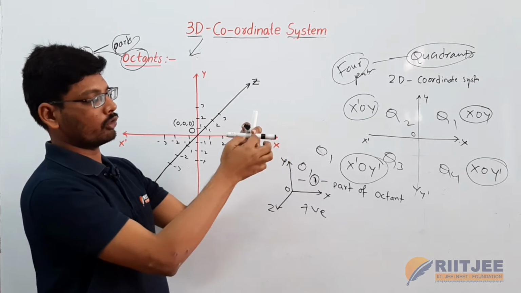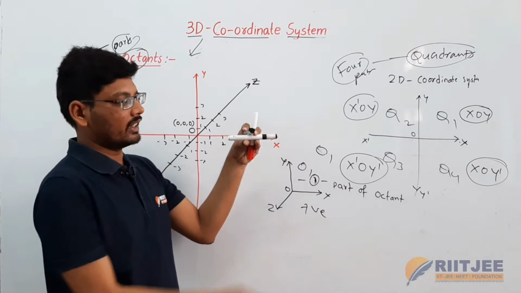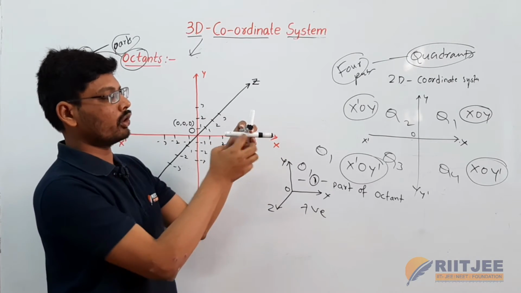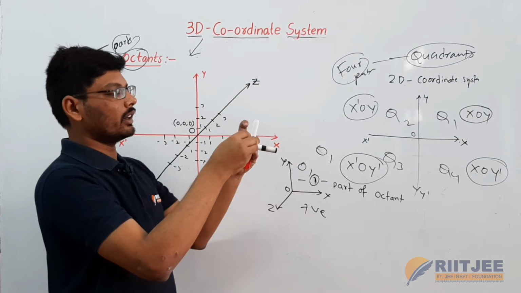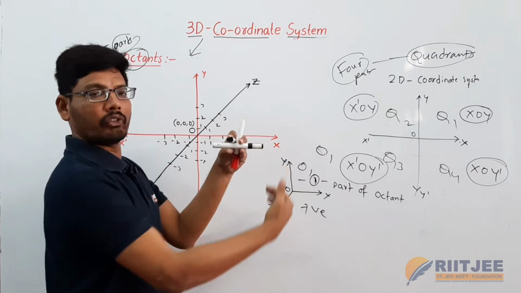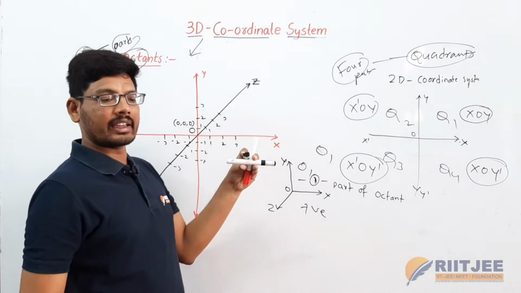This is X'OX. The intersection of these three lines is the origin here. This is X'OX, Y'OY, Z'OZ. If you look at this part, one part, it is like a cube.